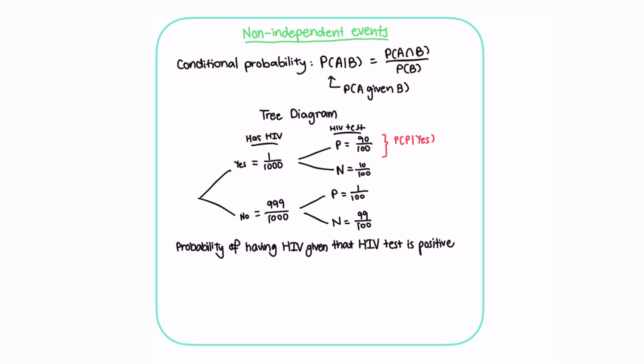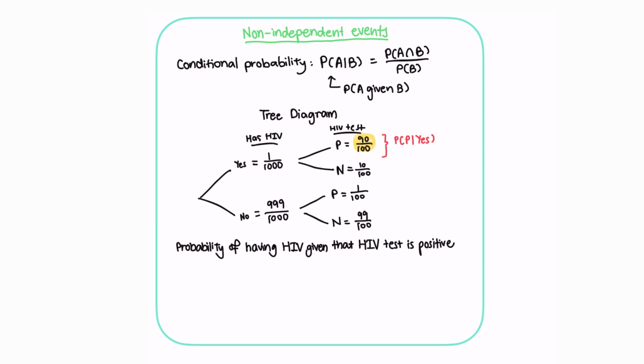Now let's say I have two events. Over here is has HIV, and the second event is the HIV test. Now here, what this means is that 1 over 1,000 people have HIV and 999 out of 1,000 people do not have HIV. Now if I say P is positive and N is negative, then what this arrow means is that 90 out of 100 of those who have HIV test positive for the HIV test. And over here, 10 out of 100 of those who have HIV test negative on our HIV test.